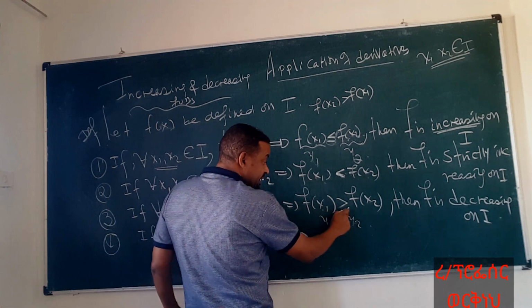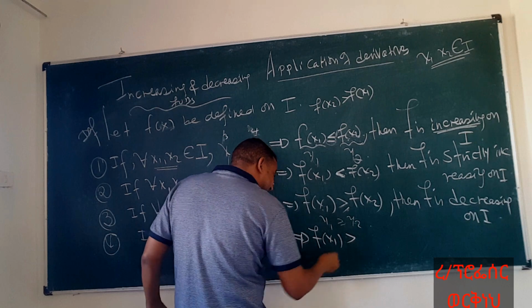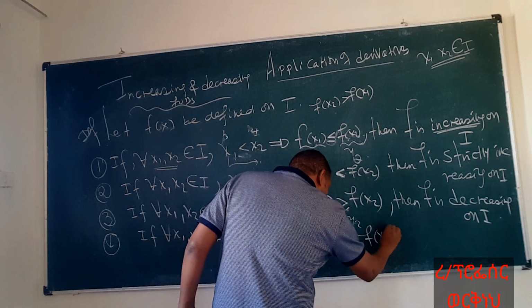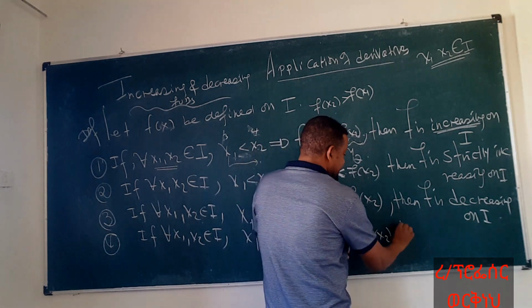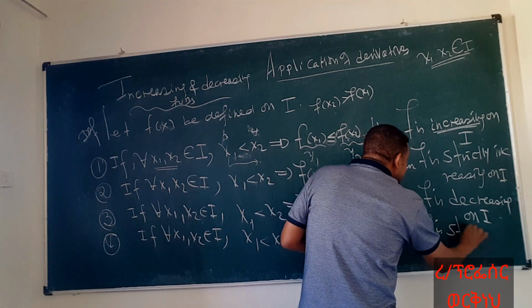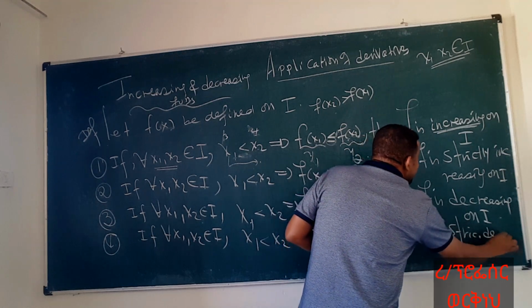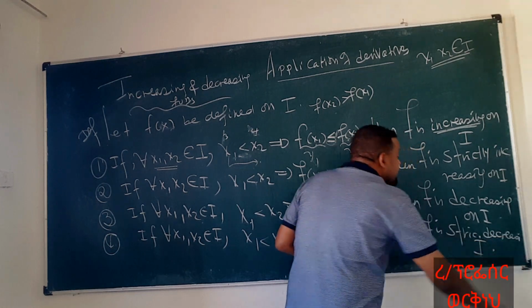ይሄ ኢኳሊቲ ያላል ኢኳሊቲ ባይኖር f of x1 strictly greater than f of x2 ከሆነ ማለት ኢኳሊቲ ከሌለ ማለት then what? f is strictly decreasing on I.